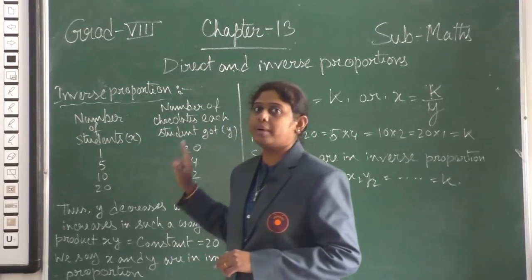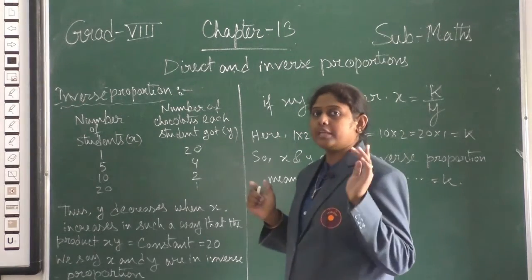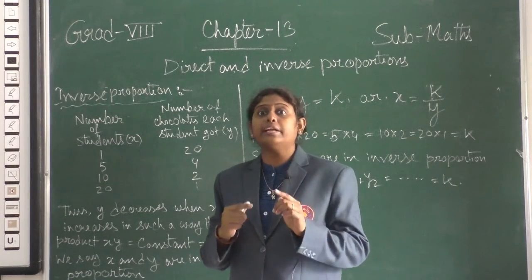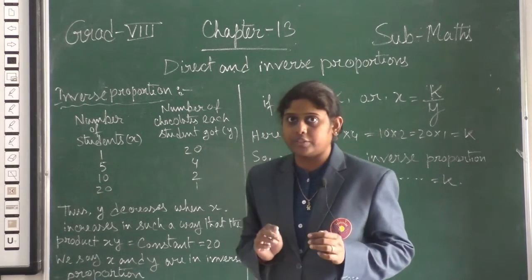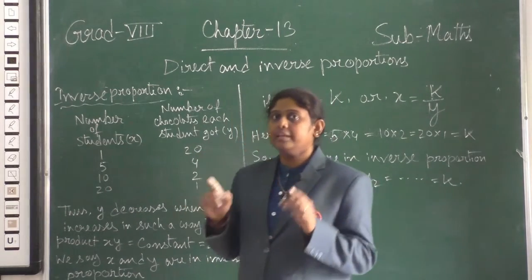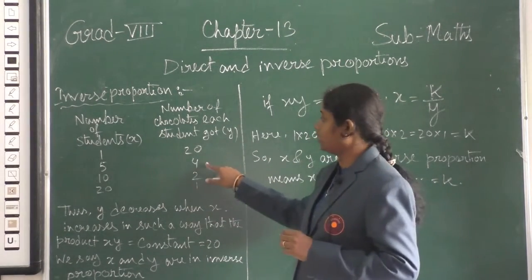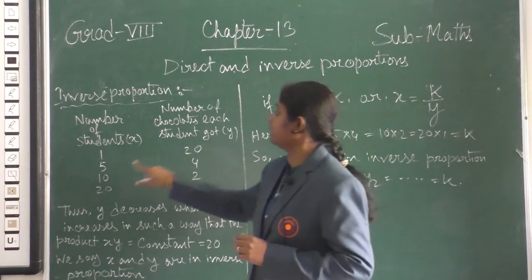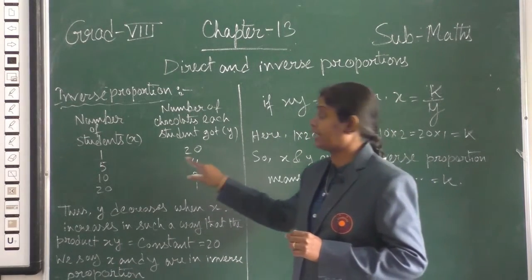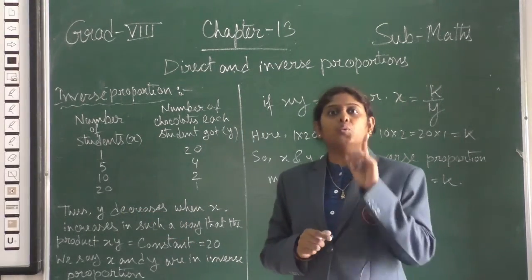The number of students is denoted by x and the number of chocolates each student gets is denoted by y. If there is only one student, he or she will get all 20 chocolates, right? If I increase the number of students from 1 to 5, then the 20 chocolates have to be divided between 5 students, and each student will get only 4 chocolates. Similarly, if the number of students is 10, each student will get 2 chocolates, and if the number of students is 20, everyone will get 1 chocolate.